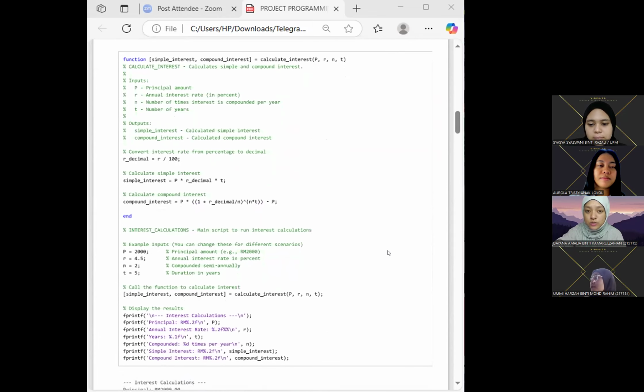Next, so for question 2, I will explain this MATLAB code that calculates both simple and also compound interest. So let's go step by step.